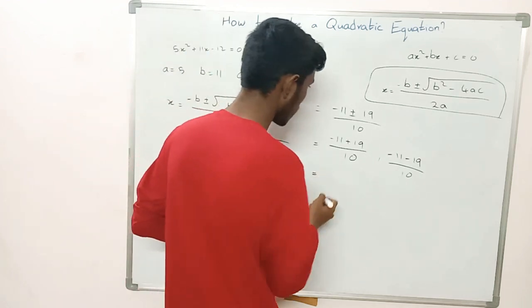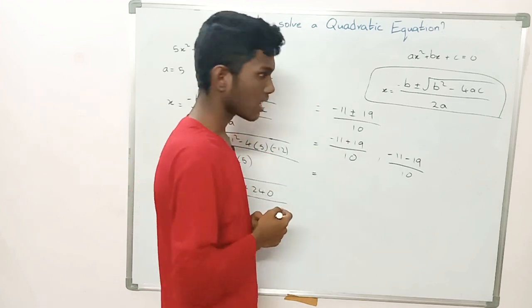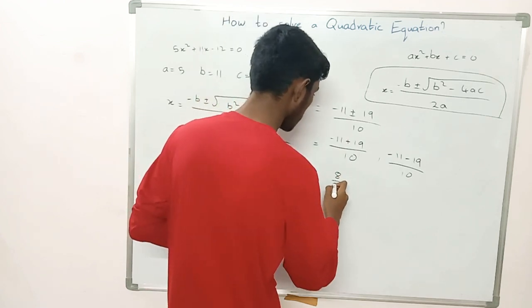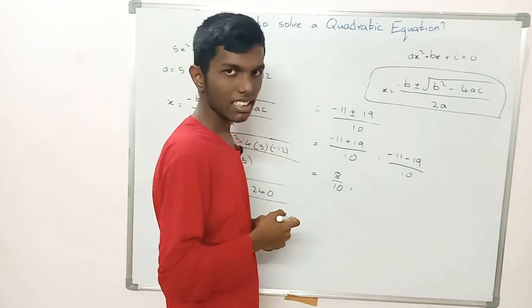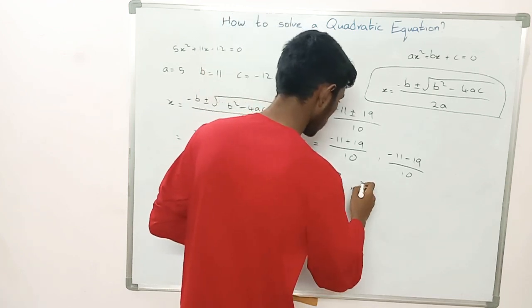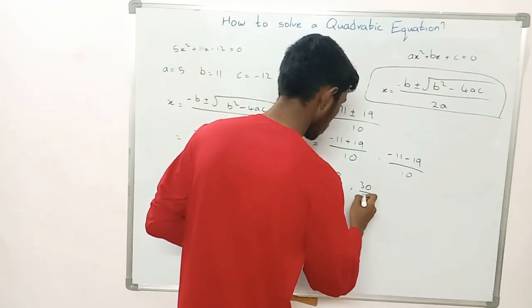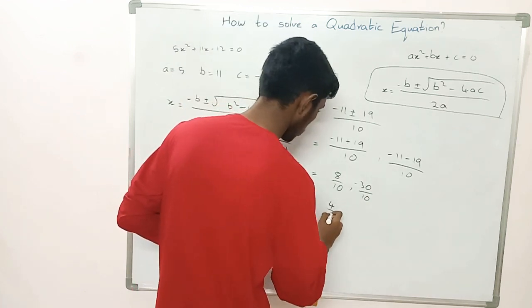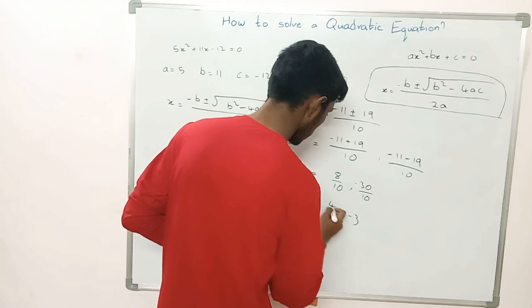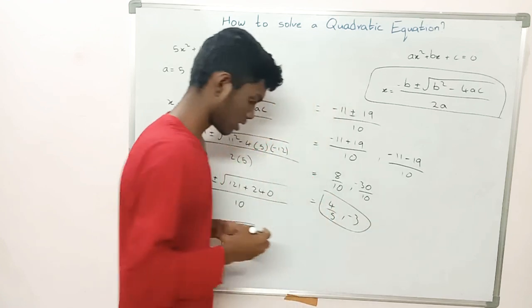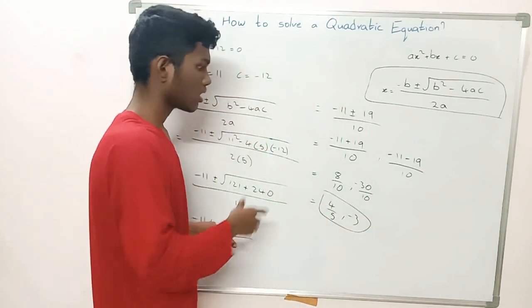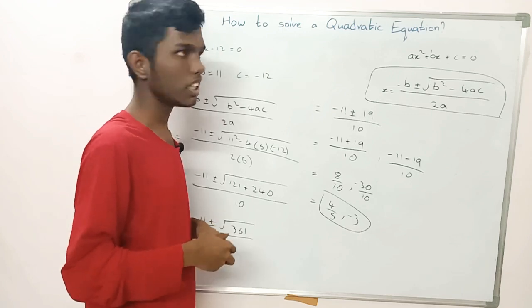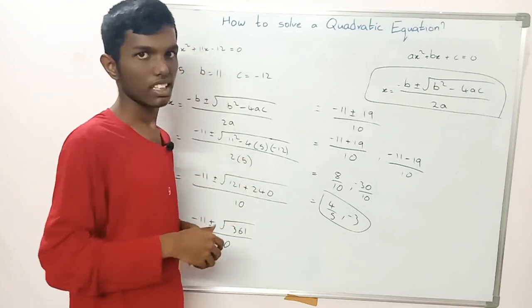And then coming to the answer, 19 minus 11, 8 by 10, minus 11 minus 19, minus 30 by 10, 4 by 5 and minus 3. This is the pair of solutions which we need, which satisfy the given equation.